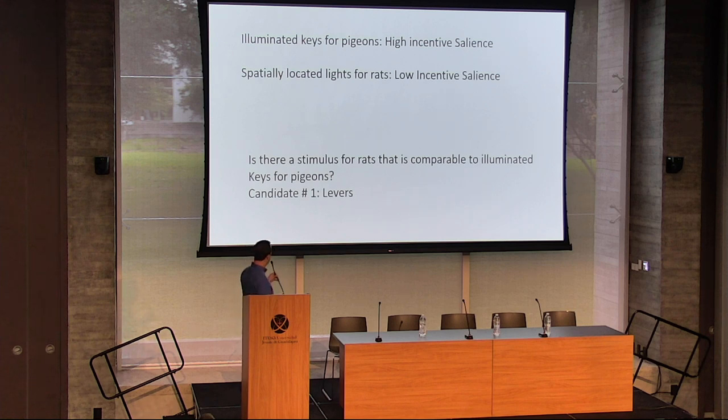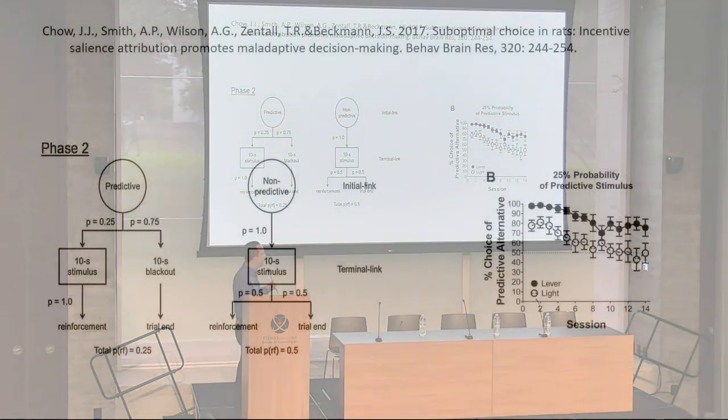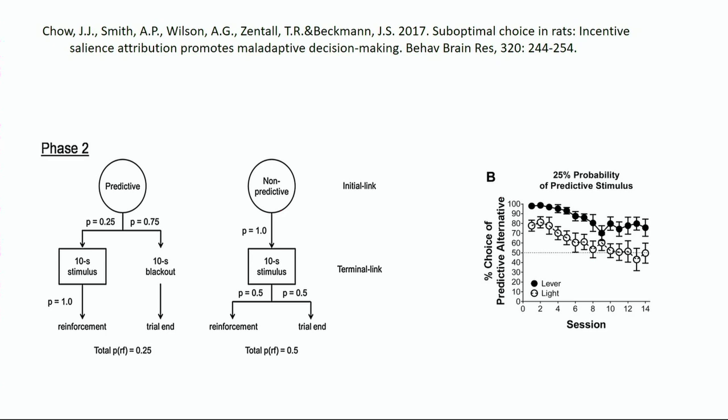The candidate number one is levers, because of what I have just shown you in auto-shaping. In a very influential paper, it was shown that if we have the discriminative and the non-discriminative alternative, but a lever is the stimulus, rats become suboptimal. And with exactly the same procedure, but with lights instead of levers, rats are less suboptimal.